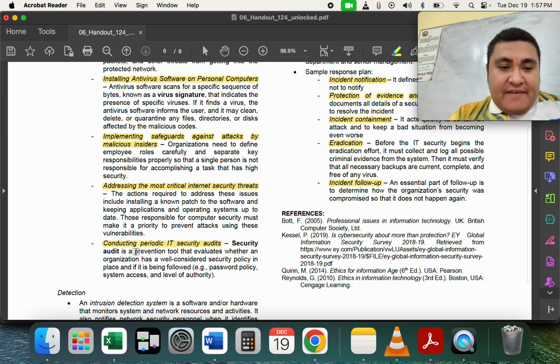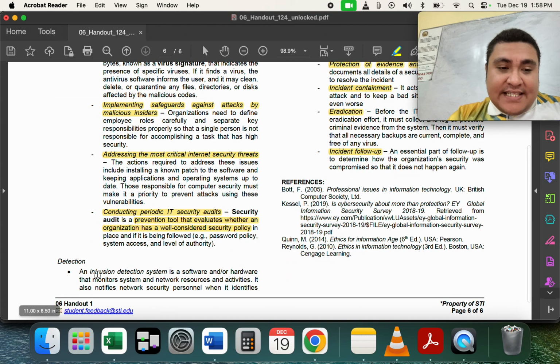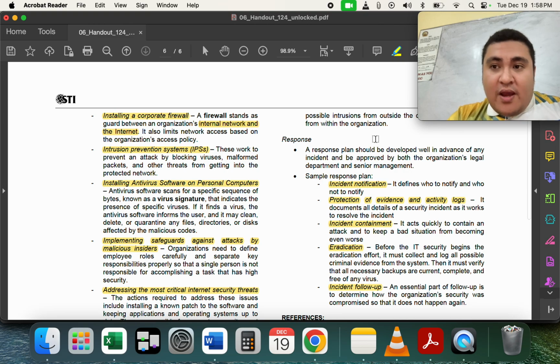So this one is a prevention tool that evaluates whether an organization has well-considered policy, for example, password policy, system access, and level of authority. So a security audit or IT audit usually happens by quarter. But if you are frequently hit by cyber attacks, they do it on a regular basis, like twice a week. Okay? The second to the last is detection. This one is determining whether there's an intrusion from inside or from the outside. And then the last activity will be the response.